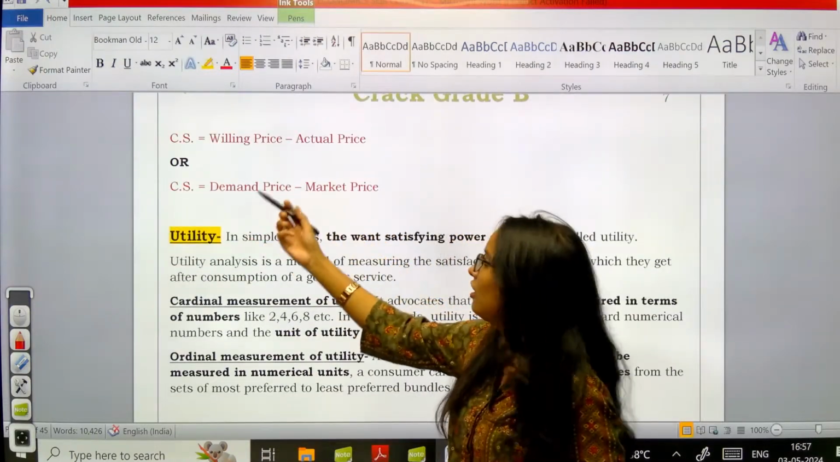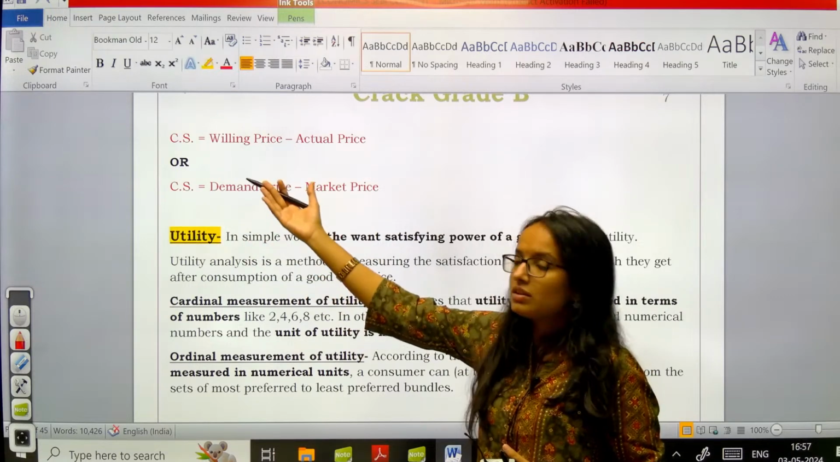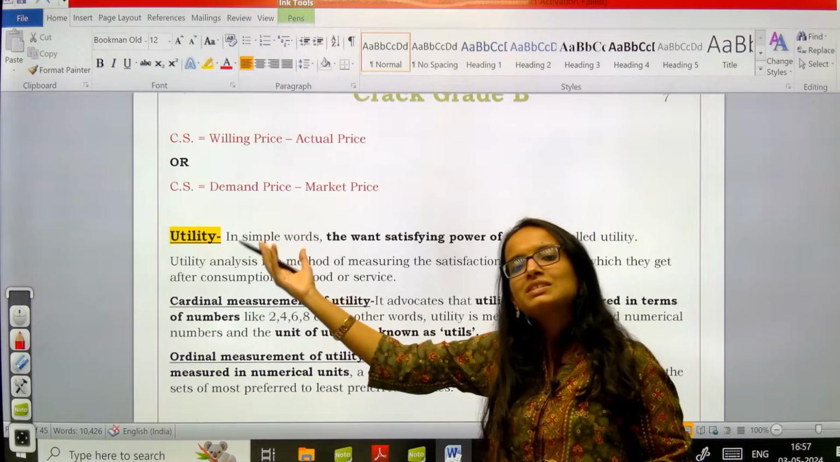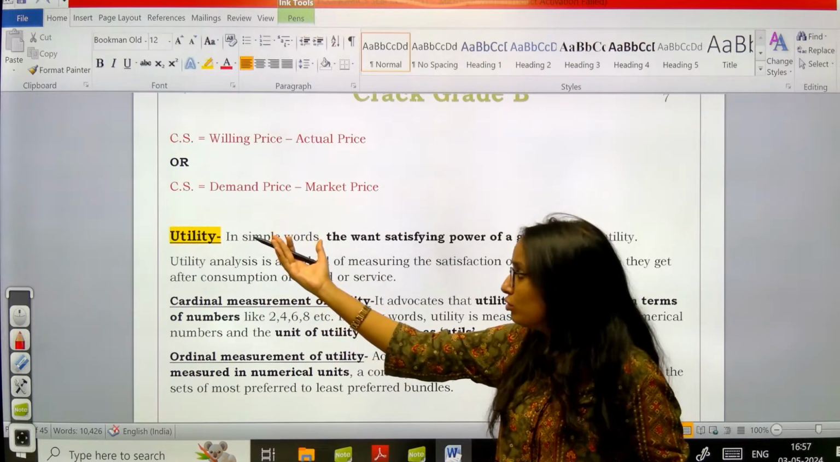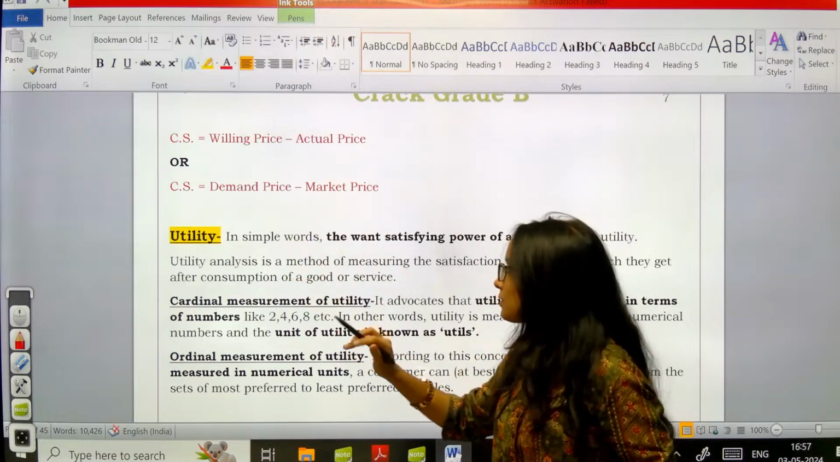This is the same formula, willing price minus actual price, or it can be asked in this way as well. They can give you demand price instead of willing price, so that would be the same. You need not get confused. Willing price or demand price minus actual price or market price.